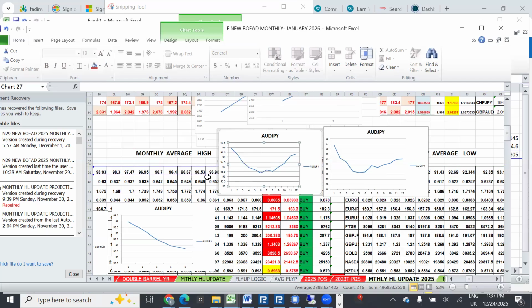Okay, so let's look at gold, for example. So here we have for gold as well, and here we also have for gold.